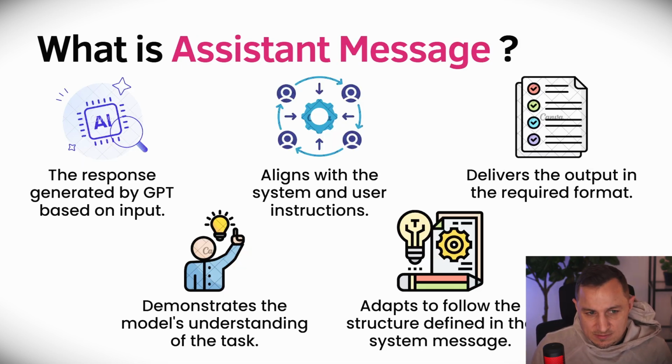So what is the assistant message? Well, the assistant message is the response generated by ChatGPT based on the instructions provided in the system message and the query in the user message. So it demonstrates how the model interprets the task and provides the output. For example, an assistant message might return the extracted fields in JSON format, ensuring the output aligns with the defined structure and task requirements. So this message then showcases the model's capability to understand and deliver the results consistently.